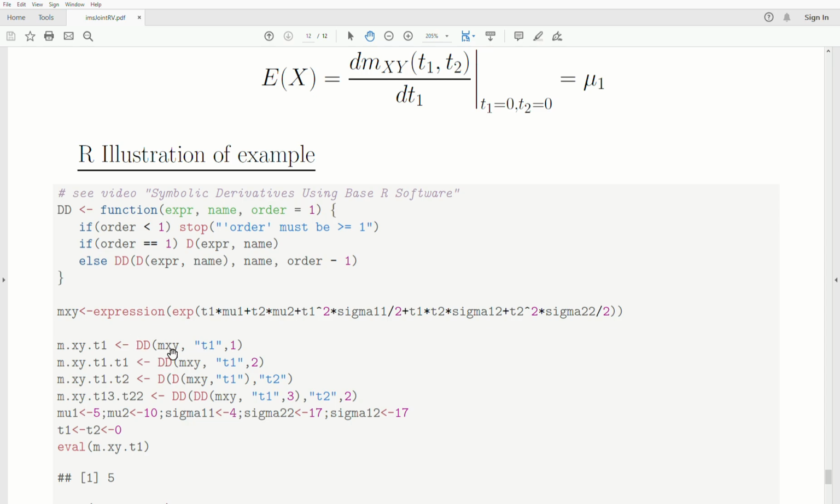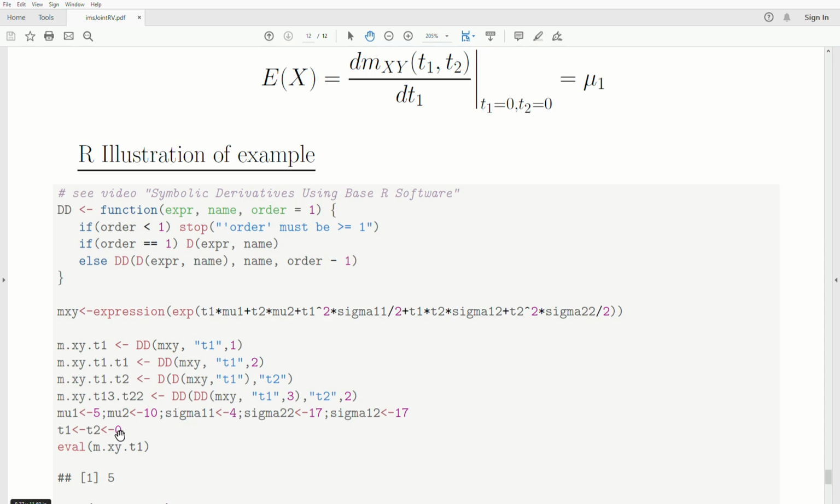So we take the first derivative of it with respect to t1, and we'll store it here. We take the second derivative with respect to t1. Then we take the derivative with respect to t1 and then t2. And here we take the third derivative with respect to t1, and then the second derivative with respect to t2. Now let's create values for our parameters: 5, 10, 4, 17, and covariance 17.